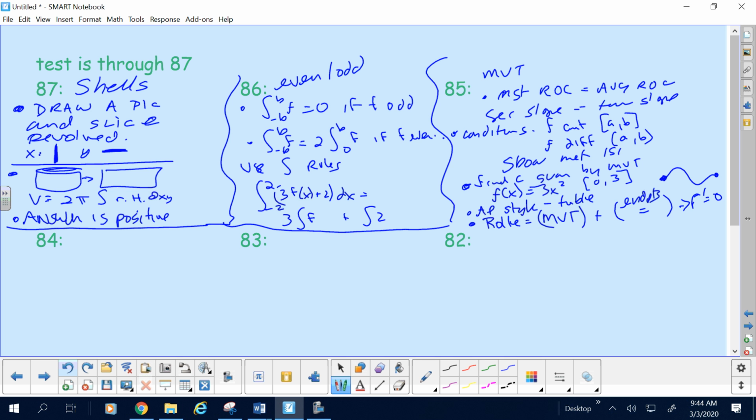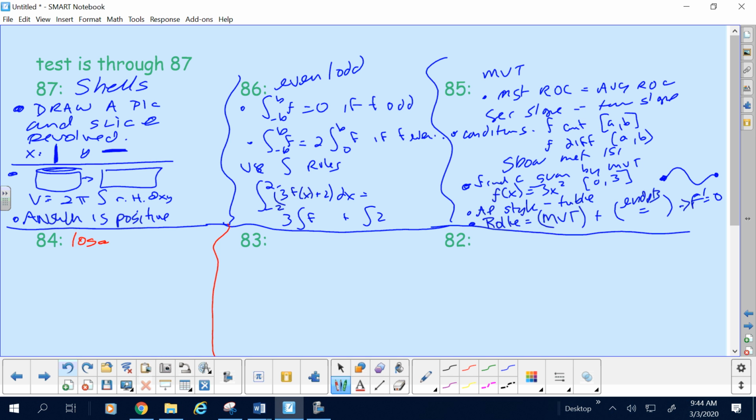F prime equals zero. Okay, that's rule A. So when you have a rule A case, then you're actually going to meet three conditions. If I say show rule A applies here, the function is continuous on the closed, differentiable on the open, but the endpoints are equal. And therefore, rule A guarantees a zero derivative. You follow?